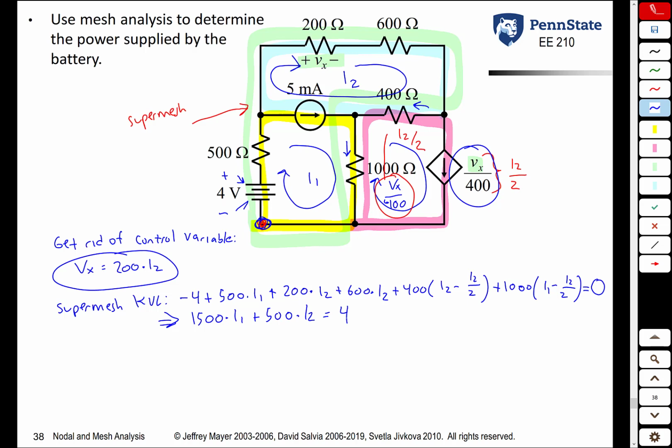We don't have any more meshes or supermeshes that we can write KVL equations for, but we have one equation and two unknowns. How do we get our second equation? Once again, whenever you have a supermesh, it should signify that you have a source equation. And the source equation is basically telling us what this 5 milliamp source dictates. The 5 milliamp source dictates that the current I1 minus I2 has to be 5 milliamps.